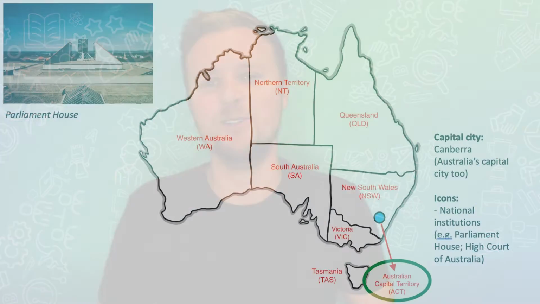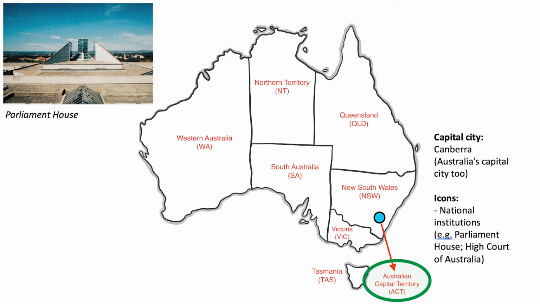Now our 2 territories. The Australian Capital Territory is between Sydney and Melbourne, and is home to Australia's capital city, Canberra. Several national institutions are located in Canberra, including Parliament House and the High Court of Australia.